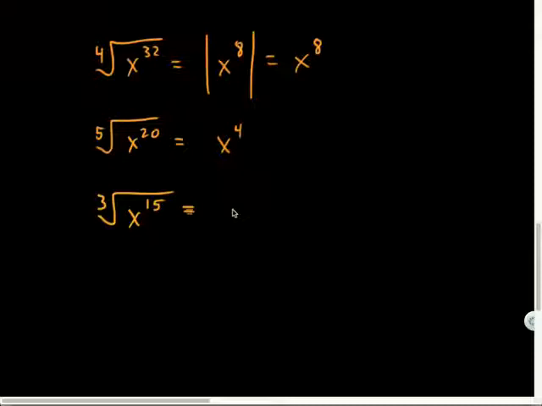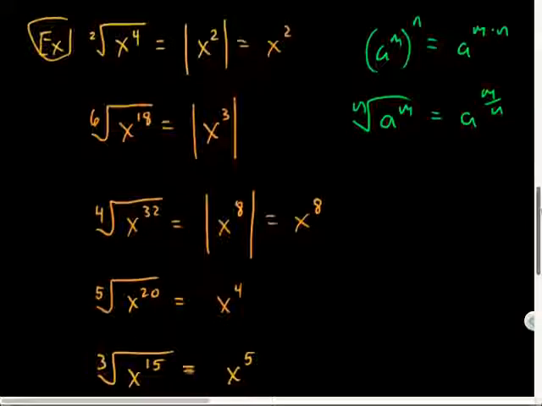It would be x to the 5th. X to the 5th. Did absolute value show up? No, because both of these were odd, and so absolute values didn't show up. And I'm done because they never showed up. But if they did show up, they would have had to stay because this is an odd exponent. All right? So that's the idea of Aaron's rule.